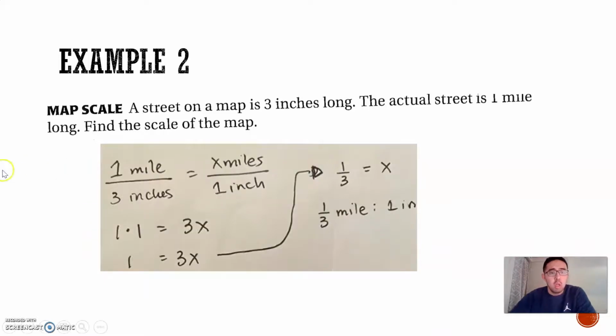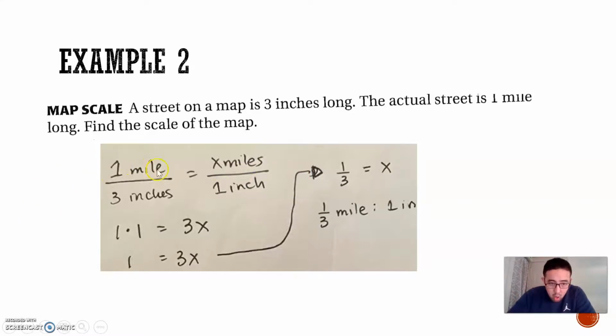So here's my work. 1 mile corresponds to 3 inches, which means x miles corresponds to 1 inch. I want to find the number of miles that correspond to 1 inch to be able to find the scale of the map. Like, what is 1 inch equal to?